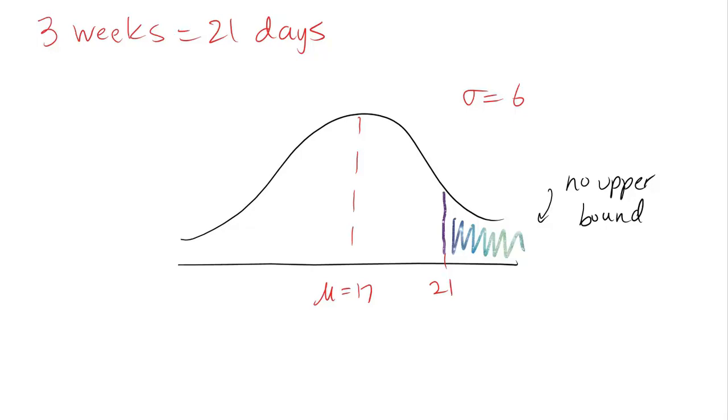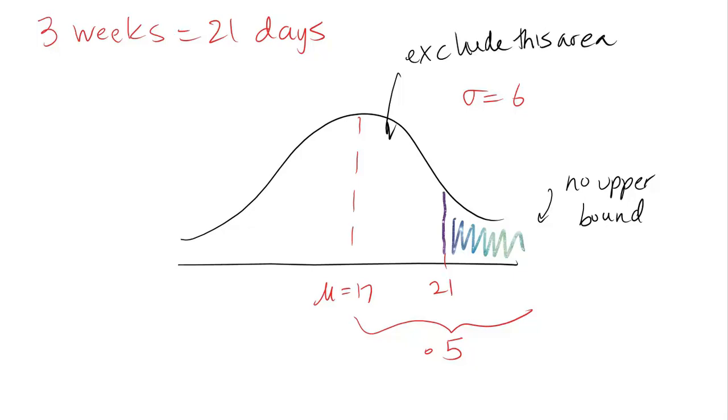The entire right half of the graph has an area of 0.5. But I don't want the entire right half of the graph. There's this piece right here that I want to exclude. We want to exclude this area from the 0.5. So to exclude it, we're going to subtract it from 0.5.